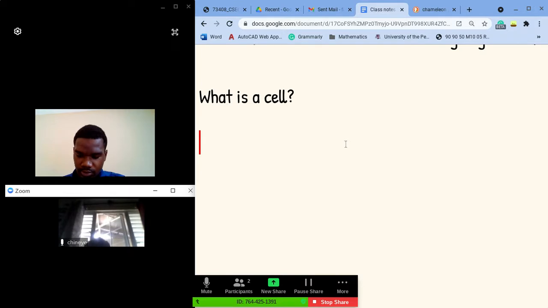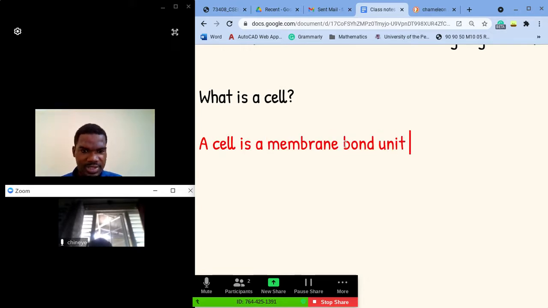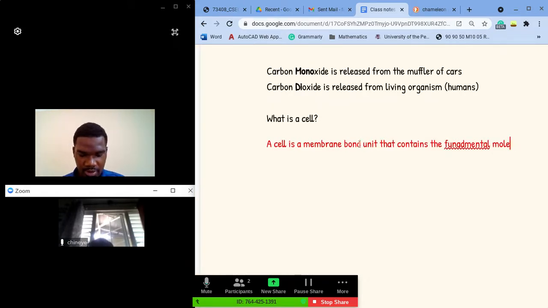Okay, the cell is a membrane. A cell is a membrane-bound unit that contains the fundamental molecules. Some big words. So a cell is a membrane-bound unit that contains the fundamental molecules. I'm guessing you're going to say for reproduction? Yes, sir. All right, so let's see if you hit the target.